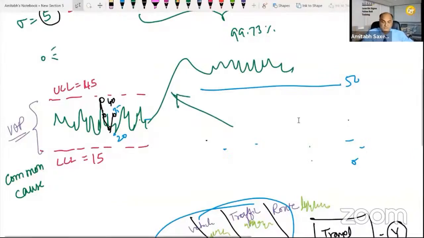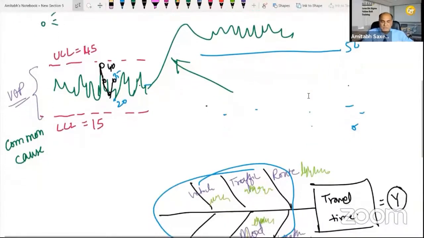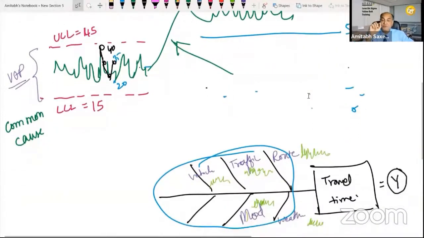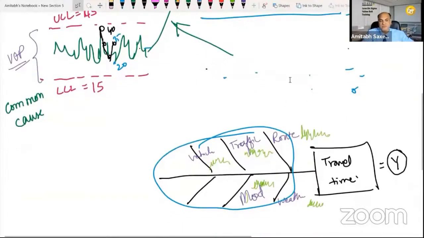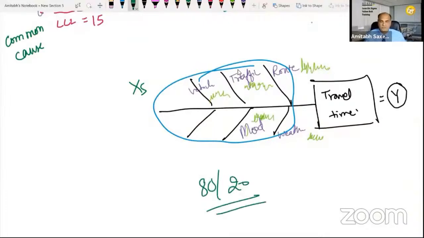Let me talk about one or two more tools, some statistical tools. When we do root cause analysis, there are so many X factors, 20, 30, 40. You have to zero in on the root causes. You use the Pareto technique. Pareto is the 80-20 rule.